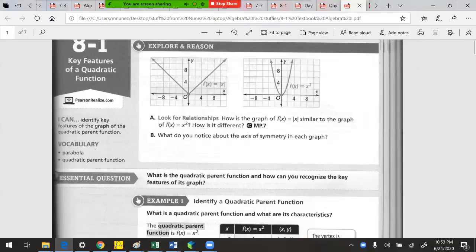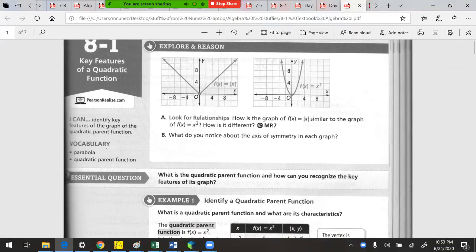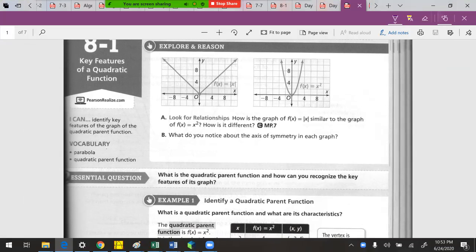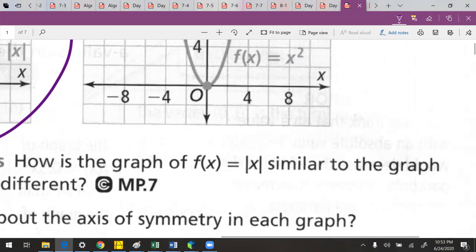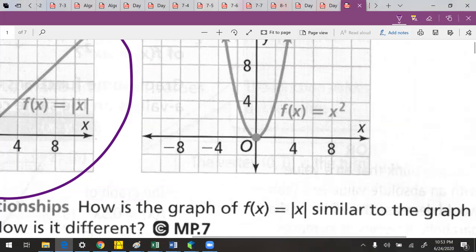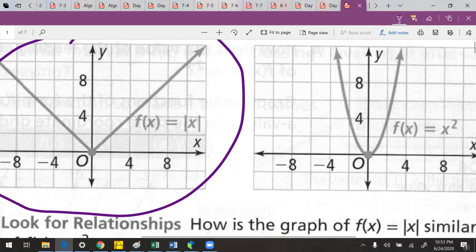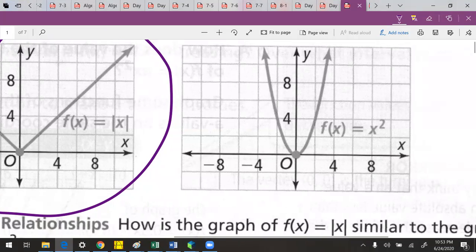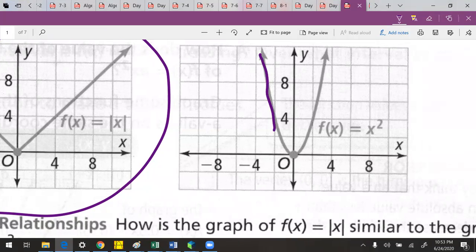A-1, key features of a quadratic function. From chapter 5, remember, absolute value of x. No matter what x is, y is always going to be a positive number. Now let's take a look at x squared. And notice how x squared almost looks like that absolute value graph, but it's a curve. It's more of a U-shaped type of graph, right?